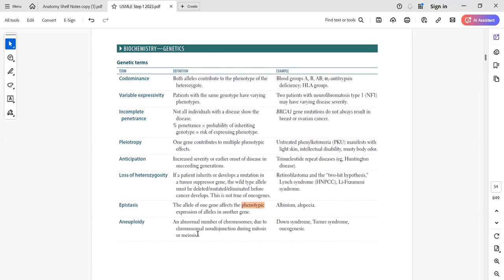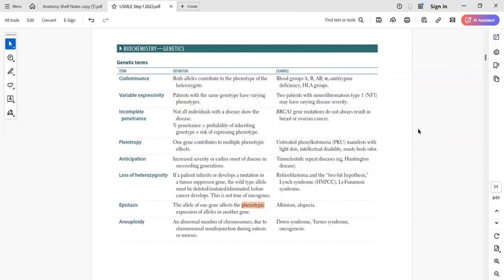Sometimes the answer is non-disjunction during mitosis or meiosis. This is also the answer. They give you the whole scenario of Down syndrome or Turner syndrome, and they tell you that aneuploidy is taking place, but this is caused due to what? Misjunction, frameshift mutation, non-disjunction, deletion, and then you have to pick non-disjunction during either mitosis or meiosis.